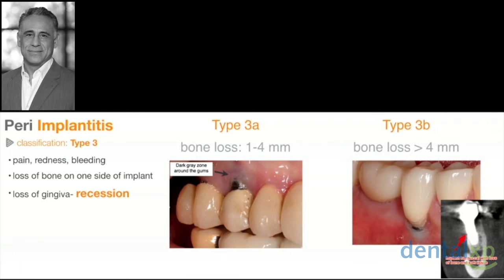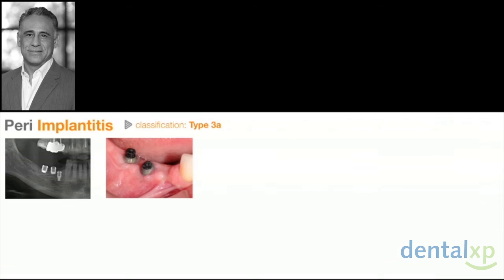And also I categorize this in 3A and 3B. In 3A, there is bone loss 1 to 4 millimeters. And if it's more than 4 millimeters, a category of 3B with loss of soft tissue.